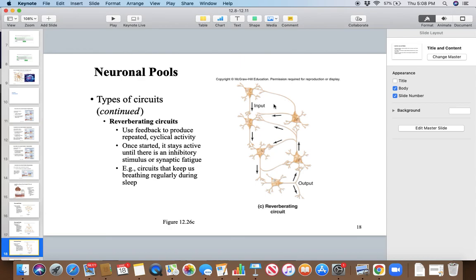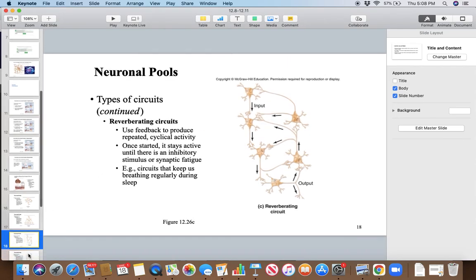These are good for any cyclical activities like breathing. It's a circuit like this that keeps us breathing. So like this goes out to our breathing muscle, the diaphragm, and this keeps it activated every few seconds.